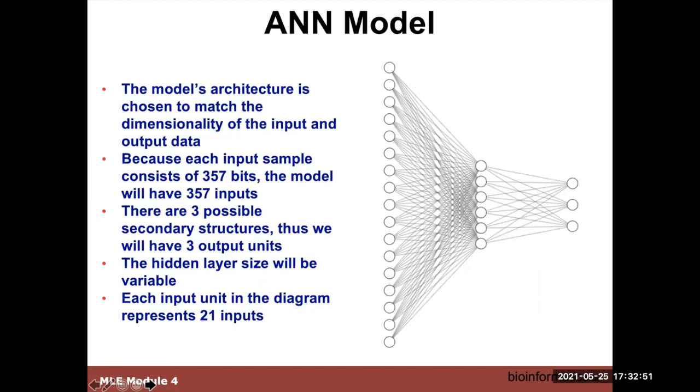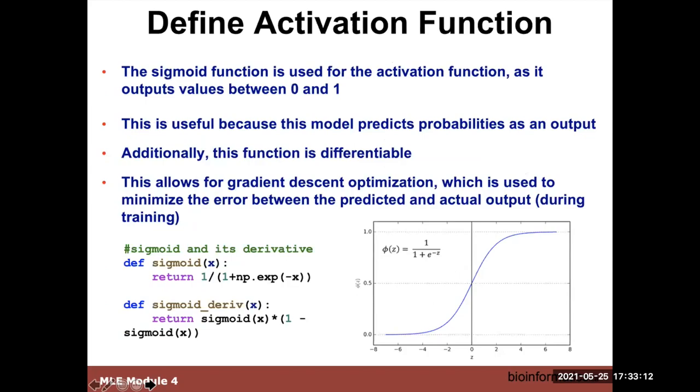So here's what our model architecture looks like. We've got 357 inputs. I'm not going to show 357 in the diagram. And we have three outputs. We have a hidden layer, with the hidden layer size being somewhat variable depending on what we want for our architecture. Just like we did for the iris problem, we have to choose an activation function. So we're using the sigmoid function and the sigmoid derivative function, which works really well.